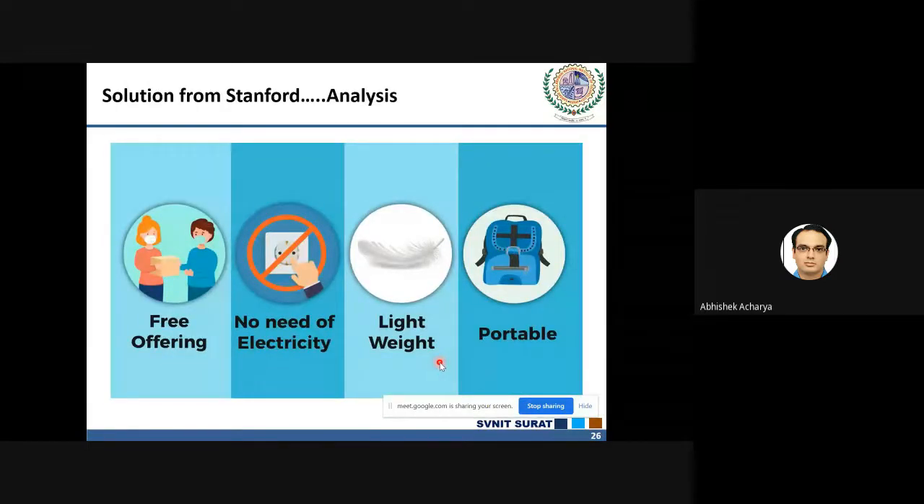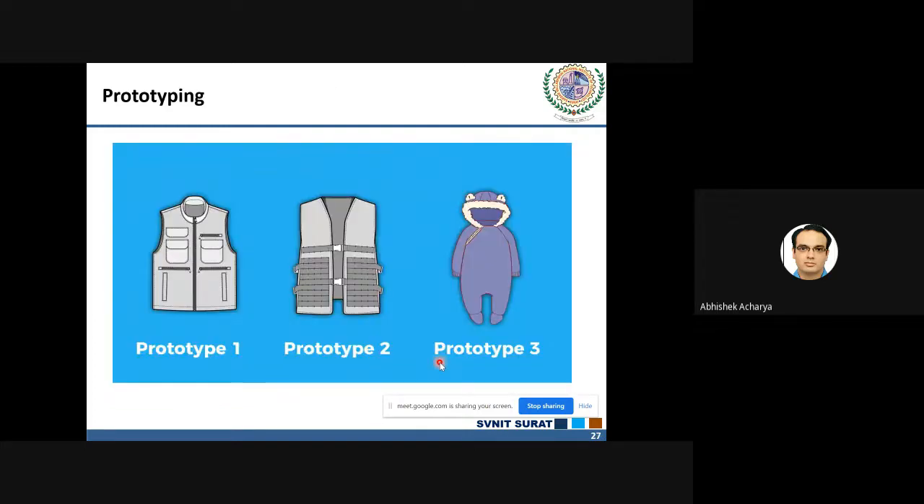So the analysis of this particular problem was taken into consideration, and based on these parameters, or many more parameters they have considered, I have taken a few of them only. So after the analysis, they came up with some of the solutions. So see, three solutions they came up with. This was the first prototype they suggested, this was the second prototype, this was the third prototype.